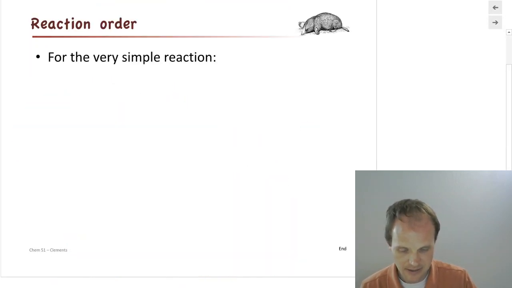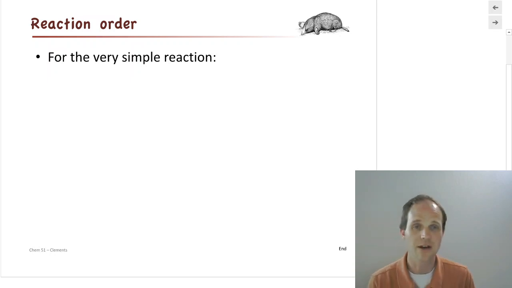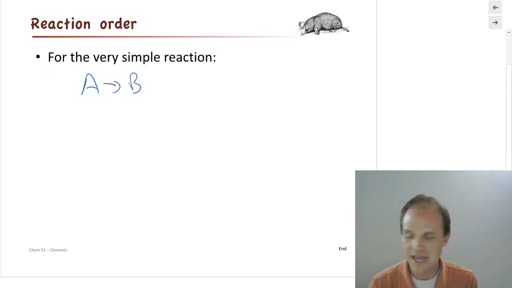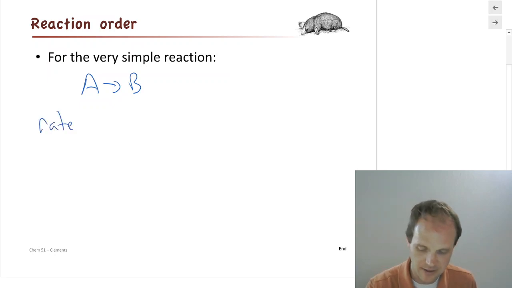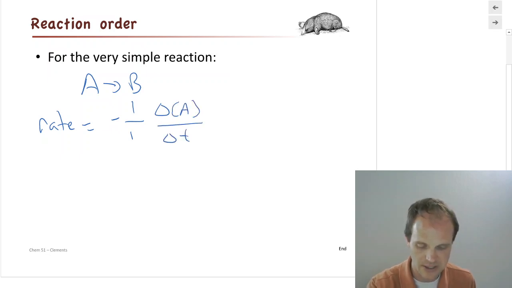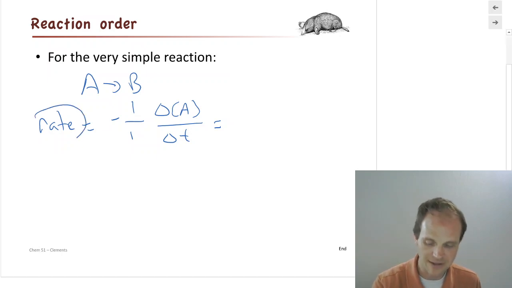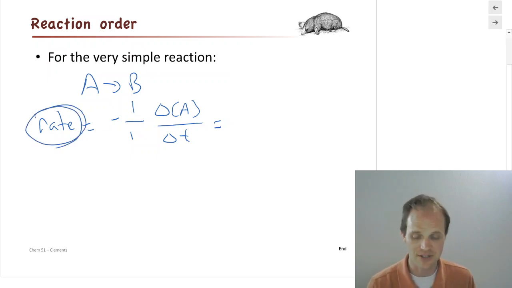Next slide. So we're going to talk about reaction order. We're going to start with a very simple reaction, which is A going to B. And if we have the reaction A going to B, we can say that the rate is equal to negative 1/1 times the change in concentration of A over time, or we can say it's equal to positive 1/1 change of concentration of B over time. But remember, I said we're going to find lots of different ways of calculating rate, and they're all the same.